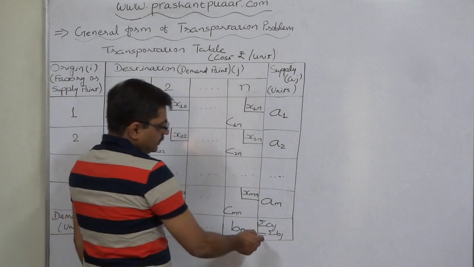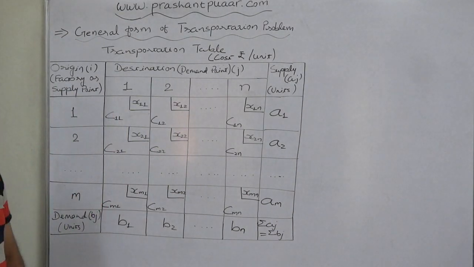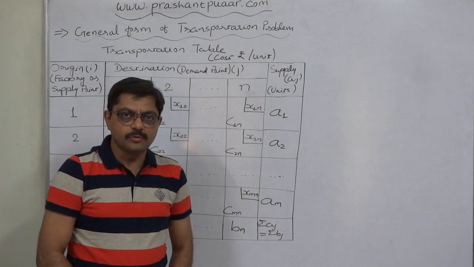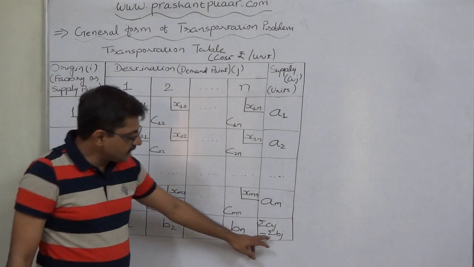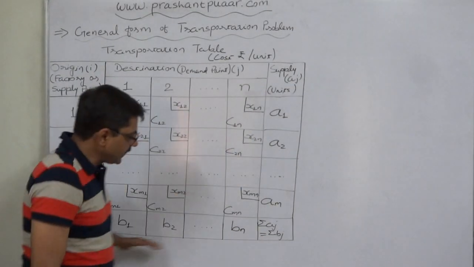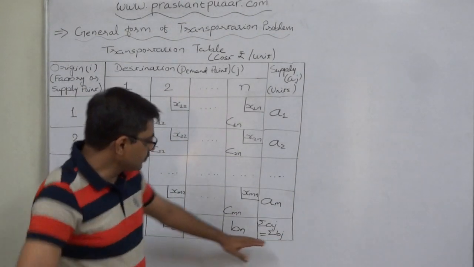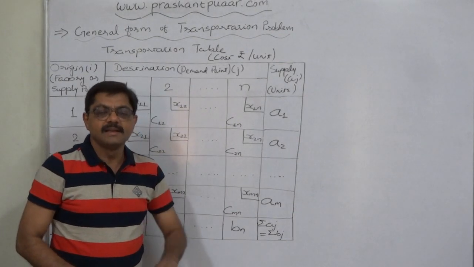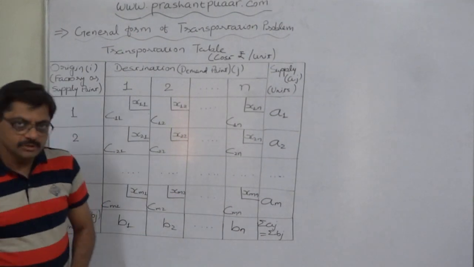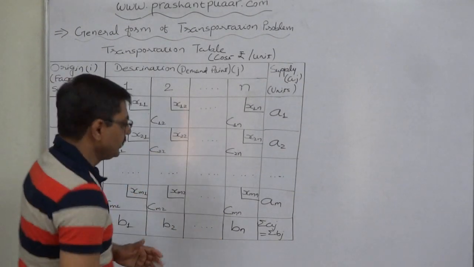And this part shows total supply and total demand must be equal. This is called a balanced transportation problem. To get the solution of any transportation problem, we must have a balanced transportation problem. That means a transportation problem should have total supply equal to total demand. If the transportation problem does not have total supply equal to total demand, then it is known as an unbalanced transportation problem. To solve any unbalanced transportation problem, first we have to convert it into a balanced one. But that point we will discuss later on.